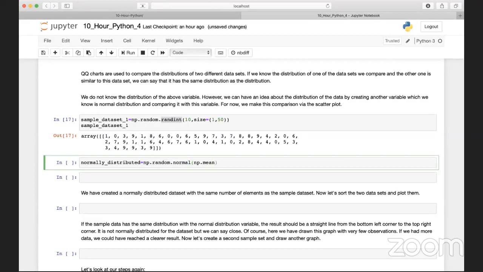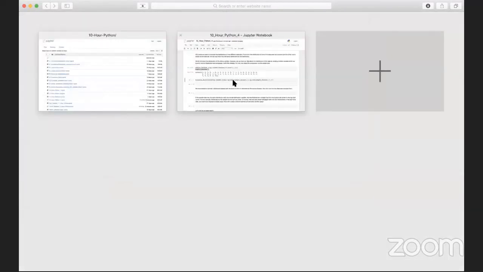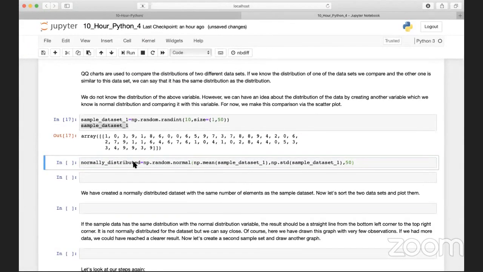I will define the mean using this, and I will define the standard deviation using sample data set 1 again, and I generate the same number of observations. I need to have it in order to run the QQ plot. Okay, let me run this. Normal distributed data: np.random.normal, np.mean of sample data set 1, np.std of the sample. I define the mean, the standard deviation, and the number of observations. I'm all set.